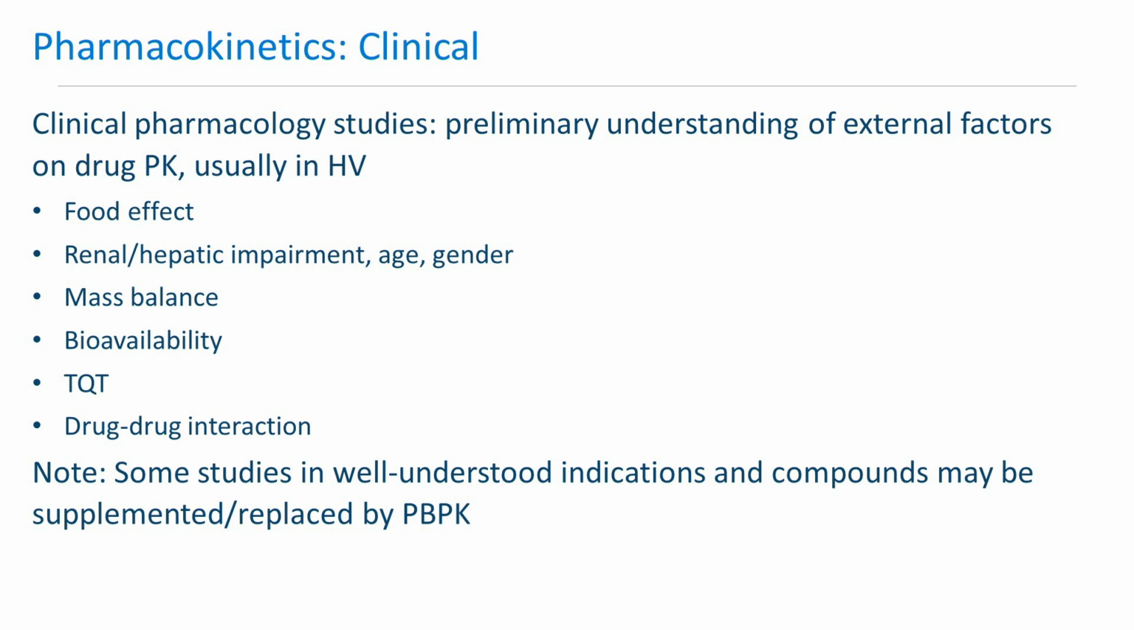Bioavailability is important if we're not going to be using an initial IV dosage form. If we're going into oral dosing or subcutaneous, you have to understand how much drug will get into the system. Of course, there's a thorough QT study where we look at the QT as a function of drug concentration. And then there's drug-drug interaction studies. And some of these studies, due to the fact that we have things like physiologically based PK models, in well-understood indications and well-understood pathways can be supplemented or even replaced by PBPK. And we'll speak on that when we get to the PBPK sections shortly.